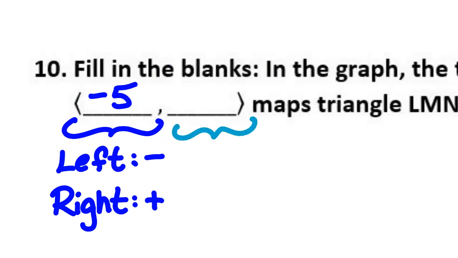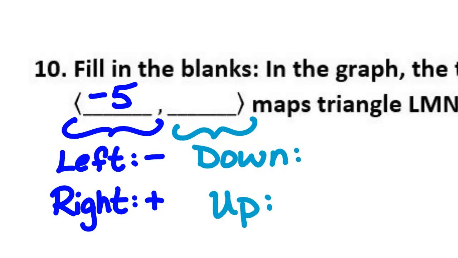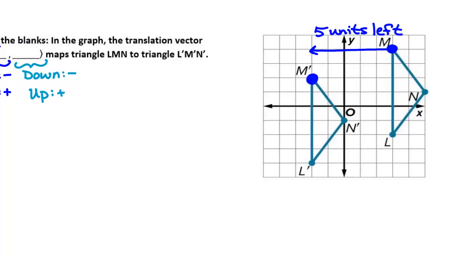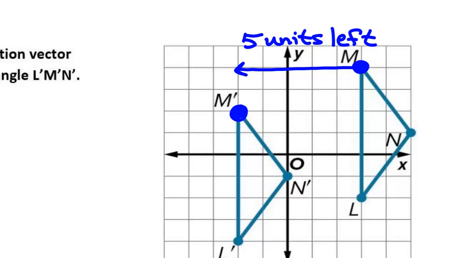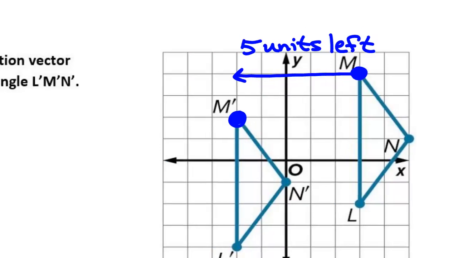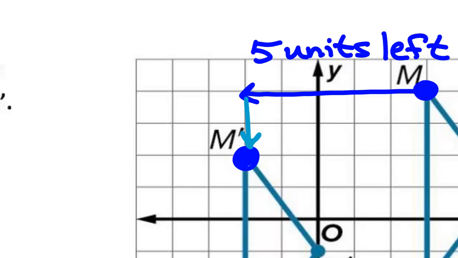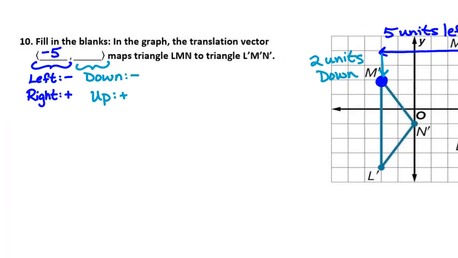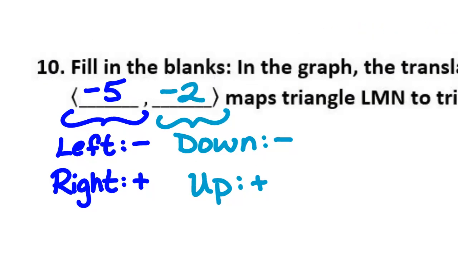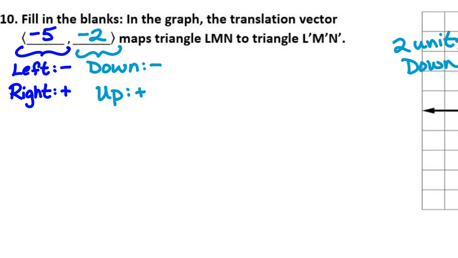The second number in my translation vector tells me whether we have moved down or up. Negative for down, positive for up. You said negative 2. Why? Because we're going down 2 units. So I would use negative 2 for the y part of my translation vector.